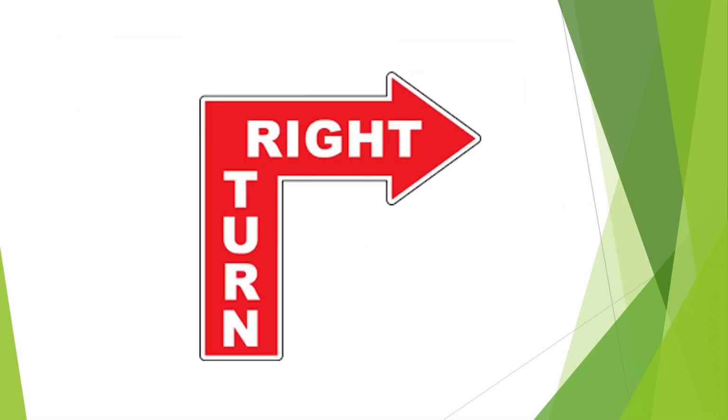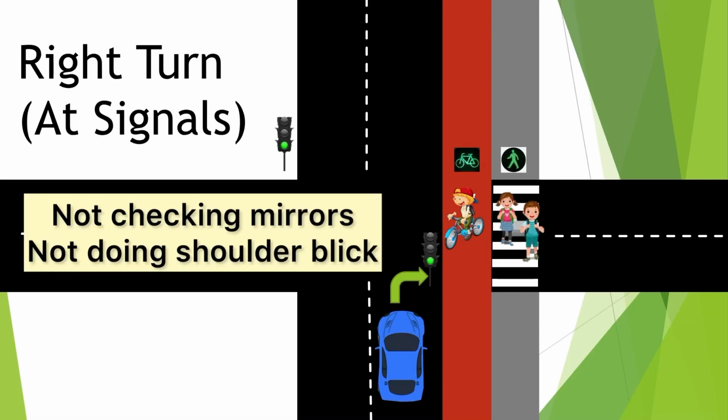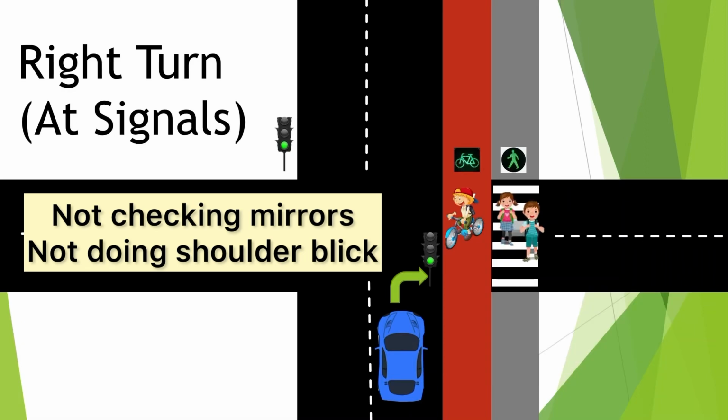To start off with, let's look at the right turn scenarios. As previously explained with separation of concerns, the two things that mainly concern you while taking a right on the road are cyclists and pedestrians. So now let's look at what the major and minor mistakes are that can happen while taking a right turn. A mistake is not checking the mirrors or not doing a shoulder blink while taking that turn.